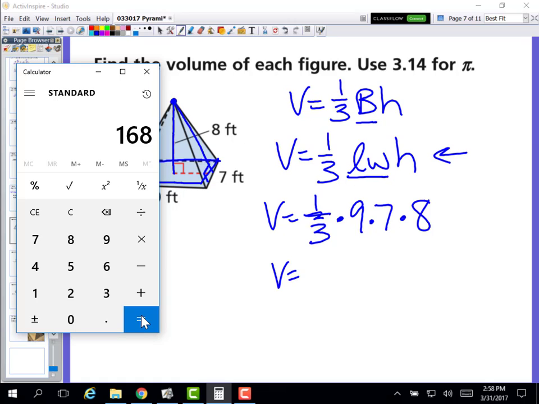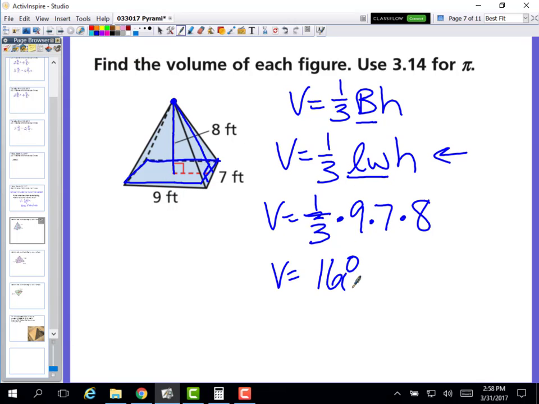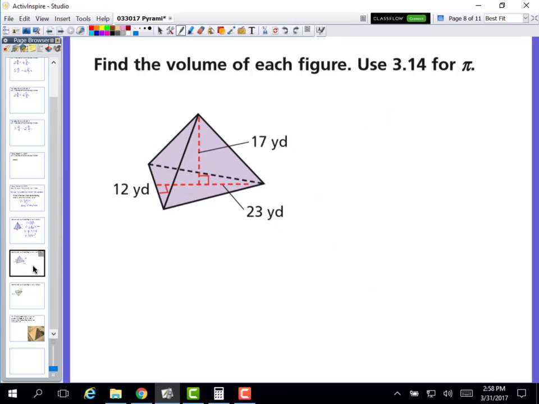And we end up with 168, and in this case feet cubed. And that's how you do a rectangular pyramid. Now let's try a triangular pyramid.